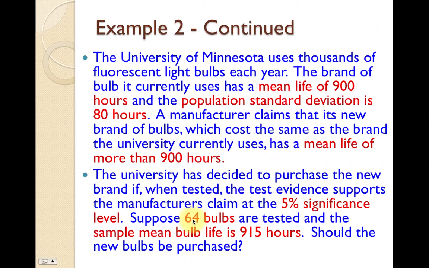64 bulbs, that's the size of the sample, n equals 64, are tested and the sample mean bulb life is 915. That's the value for X bar. And then the final question is, should the new bulbs be purchased? So we're going to conduct a hypothesis test, we're going to come to a conclusion, we're going to answer the question, should the new bulbs be purchased, and then we're going to analyze what type of error we could have made and what does it mean.